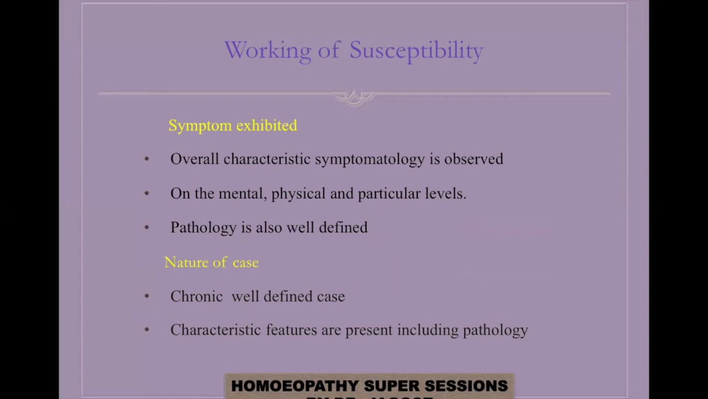In this case, overall, if you go to see, the symptoms are characteristic in nature, both on the mental level, on the physical level, and also on the particular levels. And the pathology is also well defined. Therefore, I've written overall characteristic symptomatology is observed on the mental, physical, and particular level, and pathology is also well defined. Now, the nature of the case. Naturally, it's a chronic case which is well defined. Why is it well defined? Because the characteristic features are present, including the pathology. So we are getting the symptoms which are characteristic on all levels, including the pathological level also.